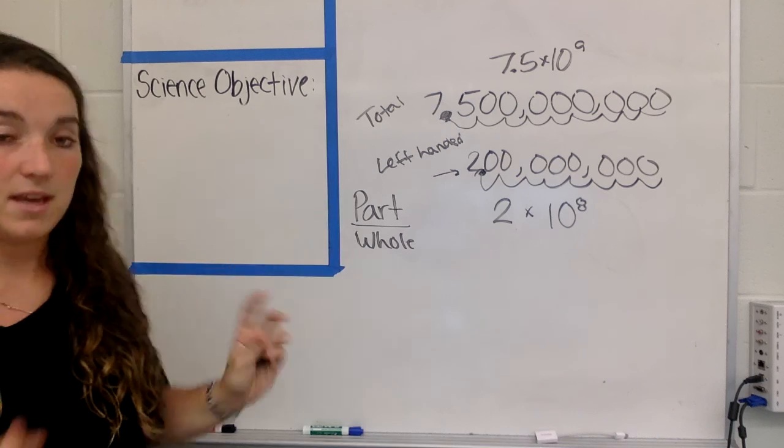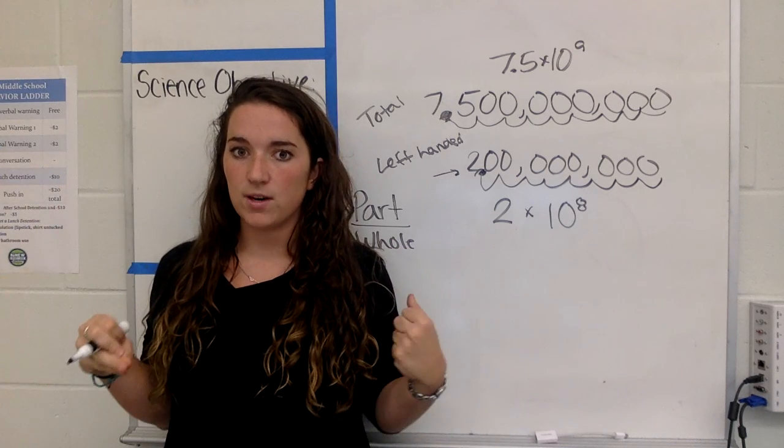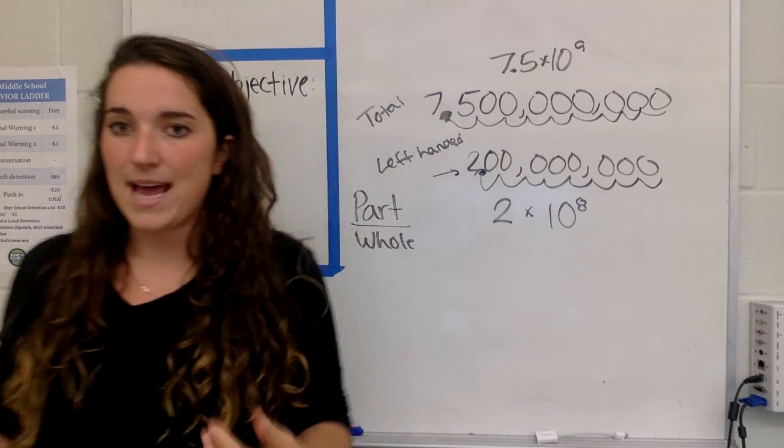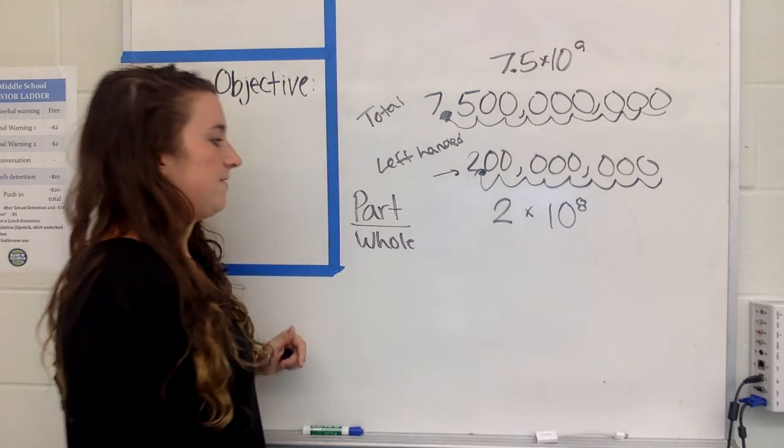All right, so now I have my two numbers written in scientific notation, and I am going to try and find the approximate percent. When it says approximately, what's that asking for? Right, it's asking for an estimate. So an estimate of the percent of people who are left-handed.